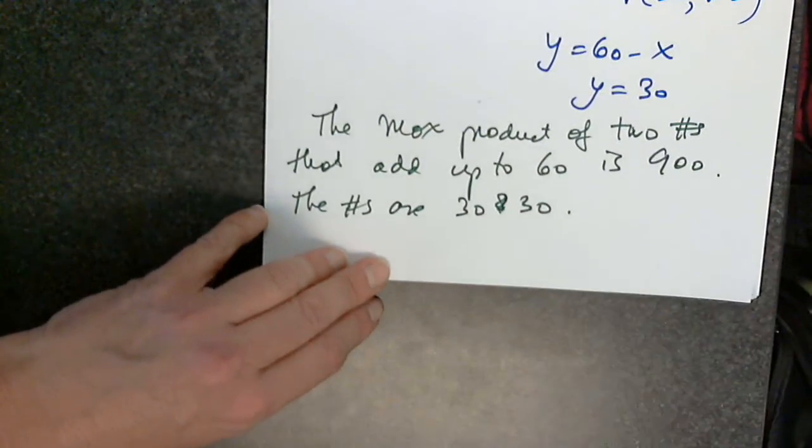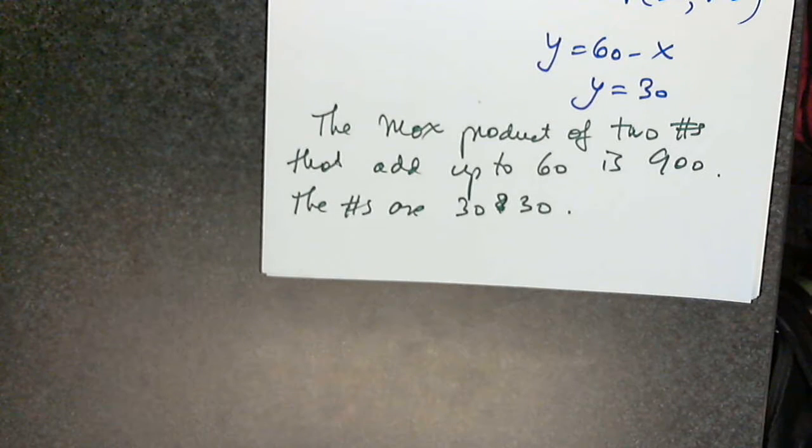So here's the final answer that has to be written in words. The maximum product of two numbers that add up to 60 is 900. And the numbers will be 30 and 30. No other combination of numbers will give us a maximum product and a sum of 60, but 30 and 30.